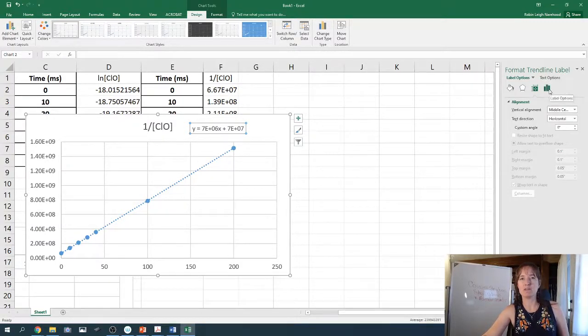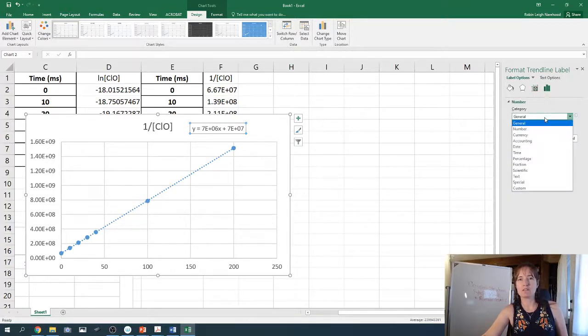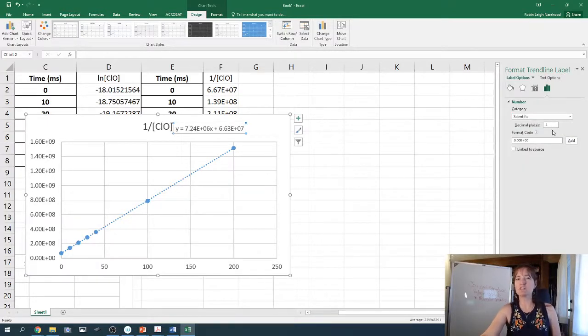If you go over here to where there's the bars, this is actually the label options, and you want this to be a scientific notation number, and you can change the number of decimal places in the number. And so just by putting in scientific notation, it just automatically did 2 digits. And if we look, all of our measurements, they're all at least 3 digits.